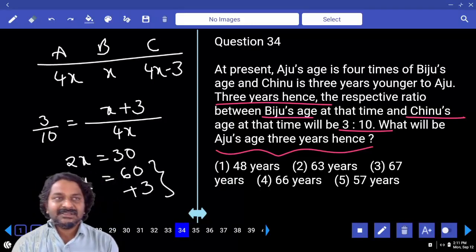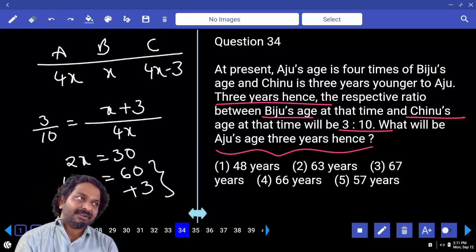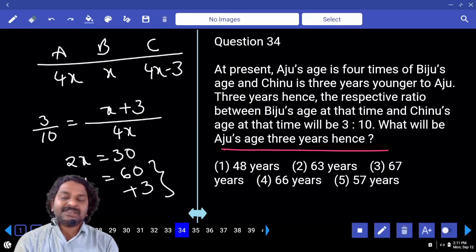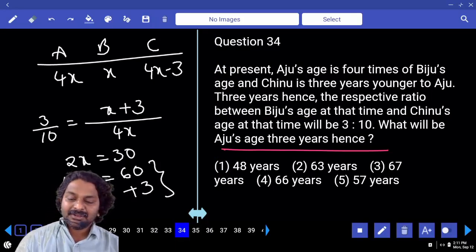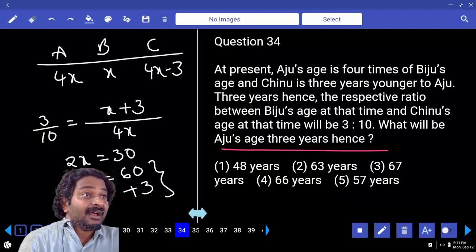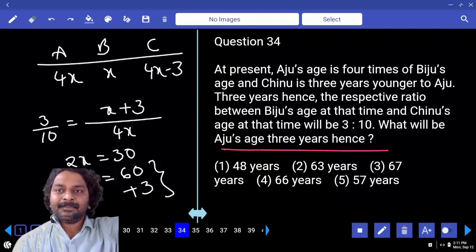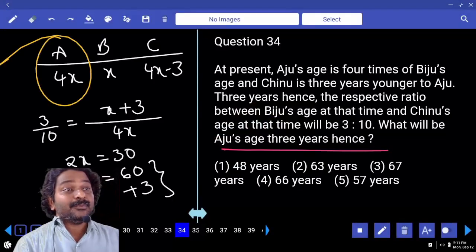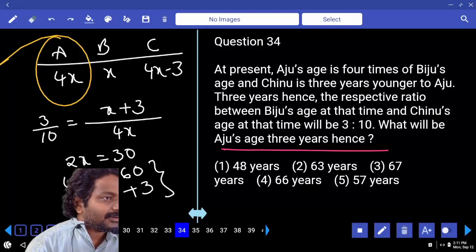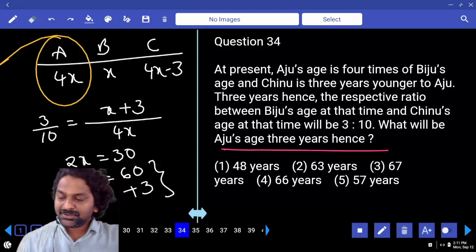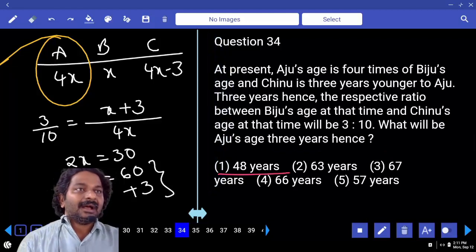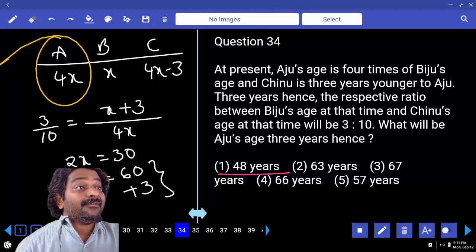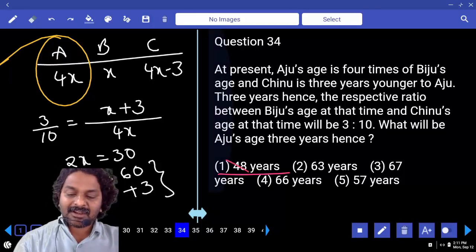Before doing this simplification, I verified something. And what was that? Now look here. When we were asked to calculate Aju's age 3 years hence, in the options we were given Aju's age after 3 years, correct? From the ratio, what is the present age of Aju? 4x should be a multiple of 4. If it is the first option, after 3 years Aju becomes 48. Then what is the present age? 45. Is 45 a multiple of 4? This cannot be the answer.